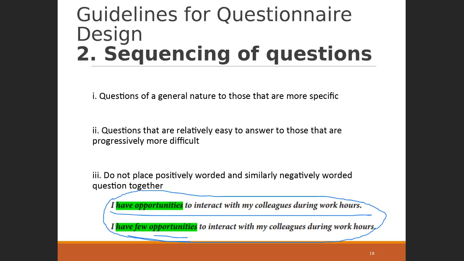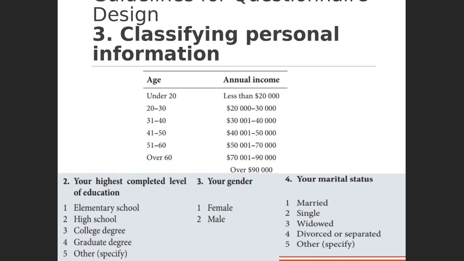Now the first question, the positively worded question, is tapping the interaction with colleagues during work hours. And the second question is tapping the same thing but in the negative way. So you should not place them together if they are tapping the same statement, the same dimension, one in a positive way and the other in a negative way. This is something which you need to take into consideration.